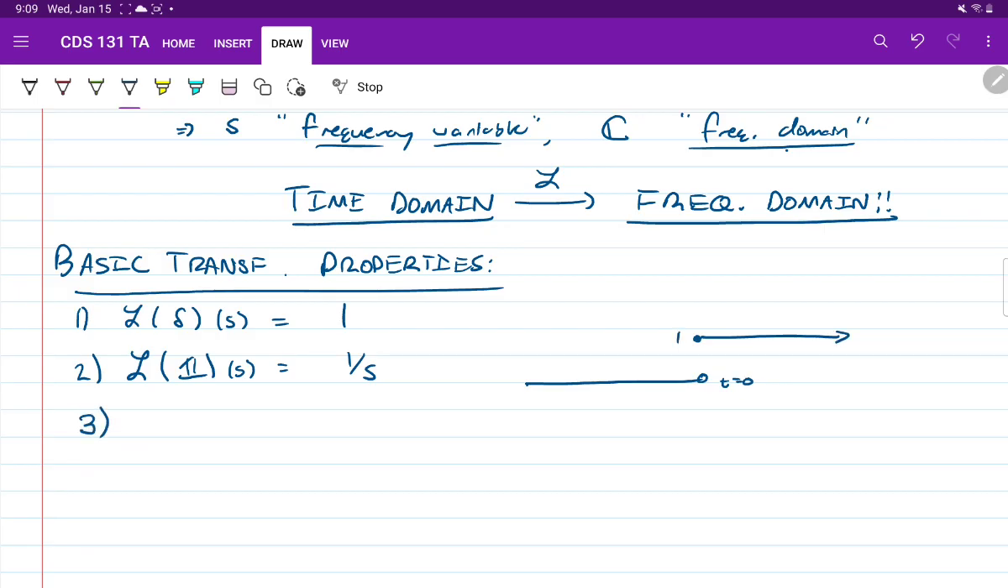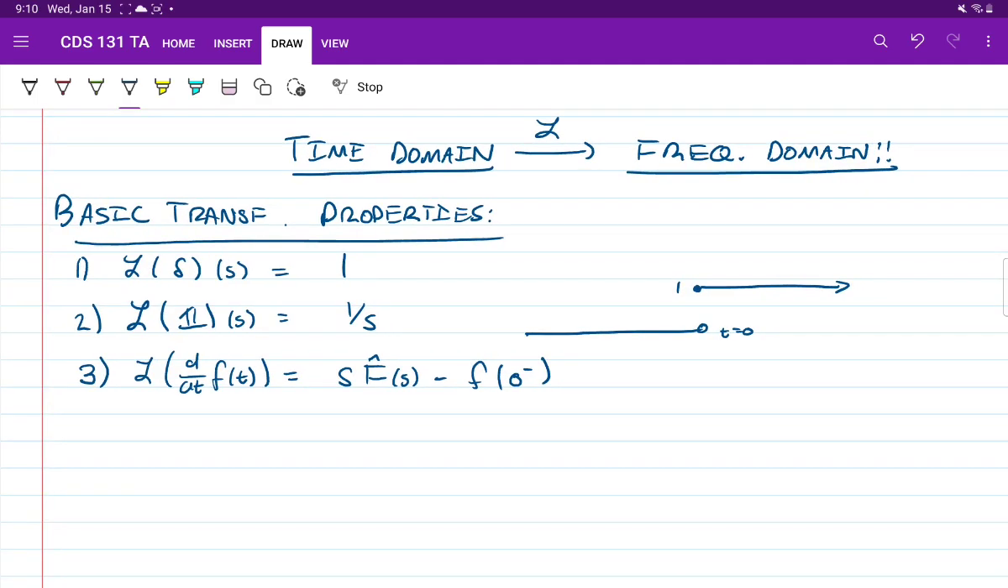Third, we have a nice property about differentiation in the Laplace transform. If we take the transform of a differentiable function f, the transform of its derivative, L of d/dt of f of t, is equal to s times the transform of f, so s times f hat of s, minus the limit as we approach 0 from the left of f. So differentiation becomes super simple in this frequency domain. Now finally, for our last simple property, we'll have linearity.